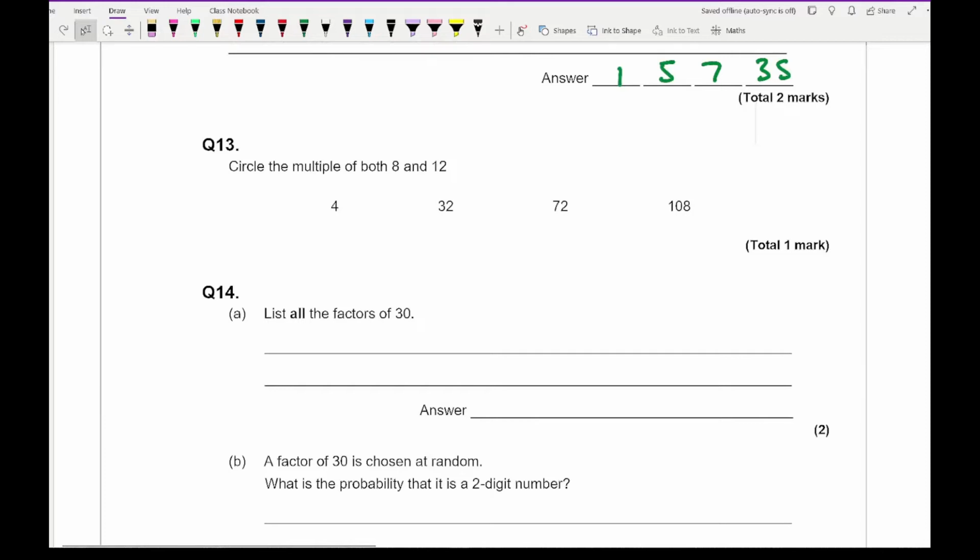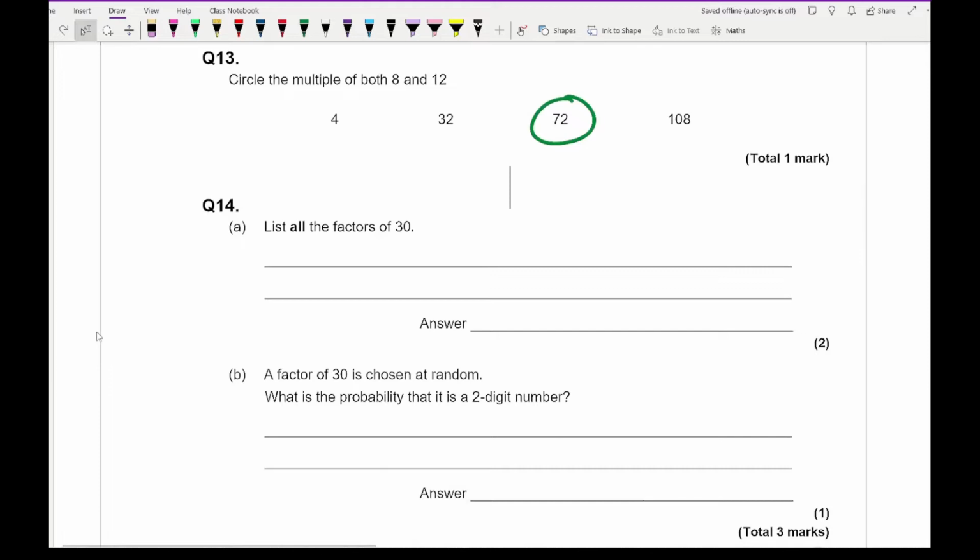Looking at question 13, it says circle the multiple of both 8 and 12. So what number appears in both the 8 times table and the 12 times table? And the answer you should have is 72. For question 14, it says list all the factors of 30. So I'm going to go straight into the answer box. You should have 1, 2, 3, 5, 6, 10, 15 and 30.